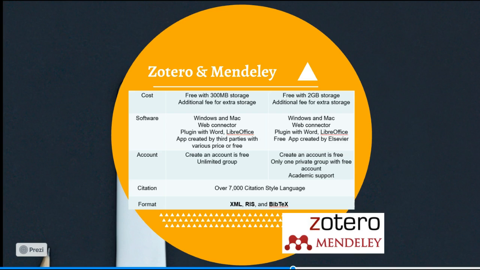The difference is, with Zotero's free account you can have unlimited groups, and with Mendeley, only one private group with a free account. But Mendeley has more academic support. We will talk about this later. For both of them, they have over 7,000 citation styles in Citation Style Language, and for formats, they can read XML, RIS, and BibTeX.